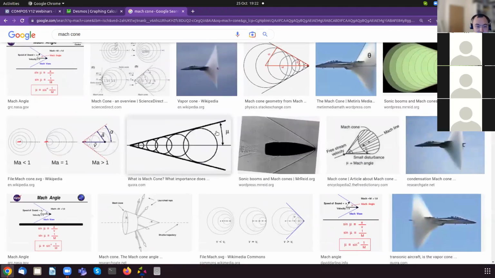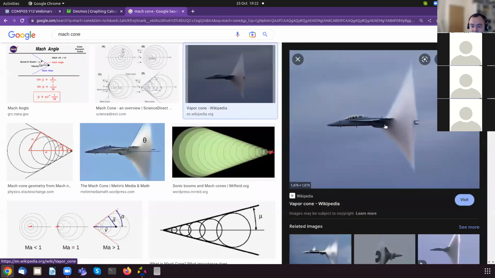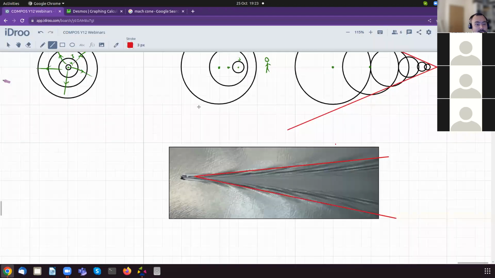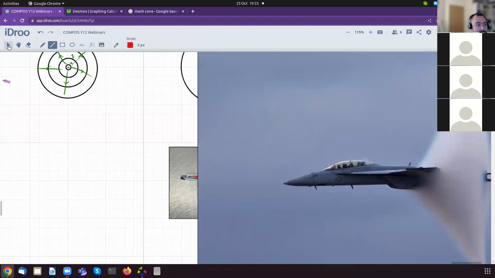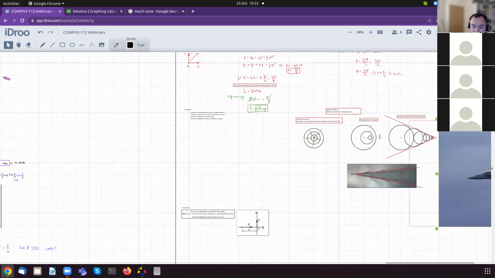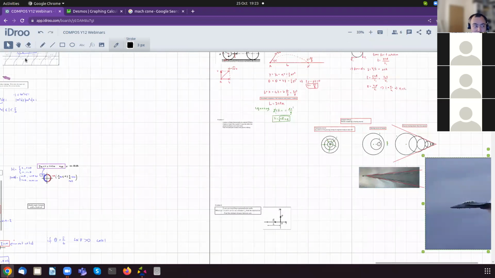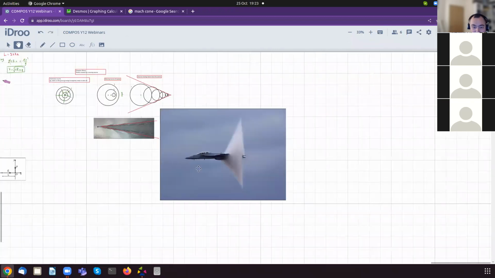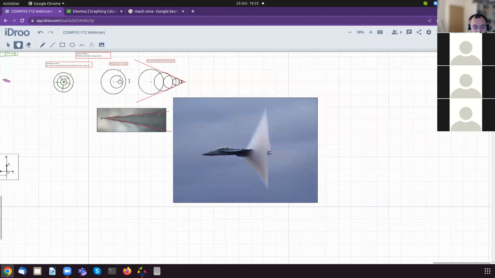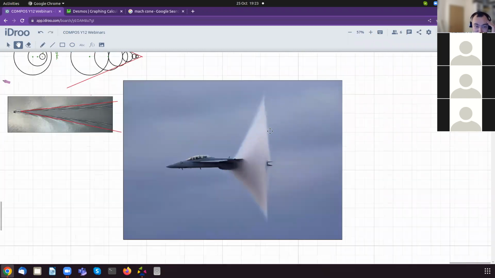Sometimes you can see that wake here. This is just lucky: because of the humidity of the air, you can actually see a cloud forming in the exact shape of the cone, of the Mach cone.